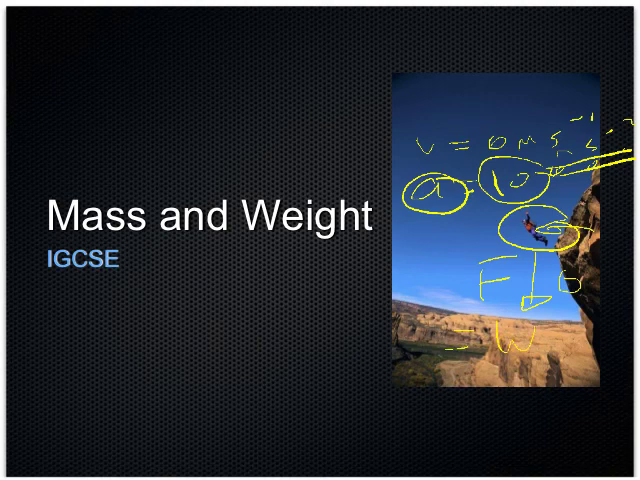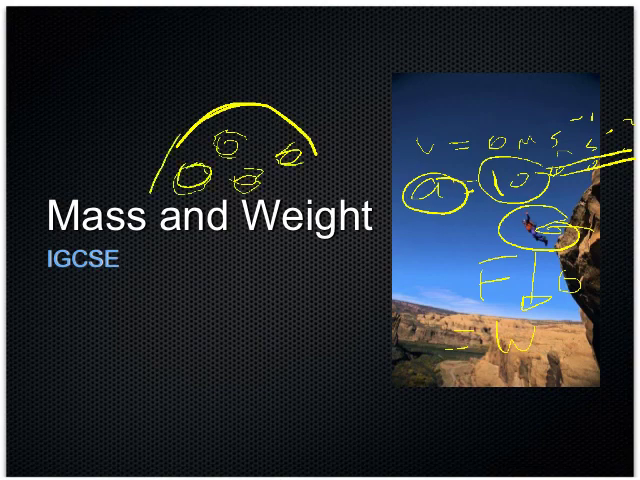Now, if he was up above the moon, okay, so we've got the moon. There's our moon. He's up above the moon, jumping off. Okay, on the moon, he will accelerate at a slower rate. In other words, his force is less.